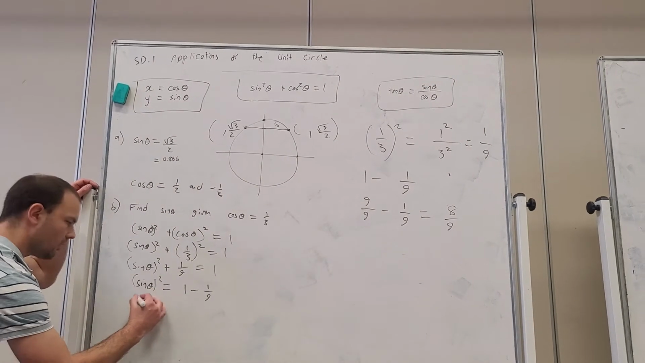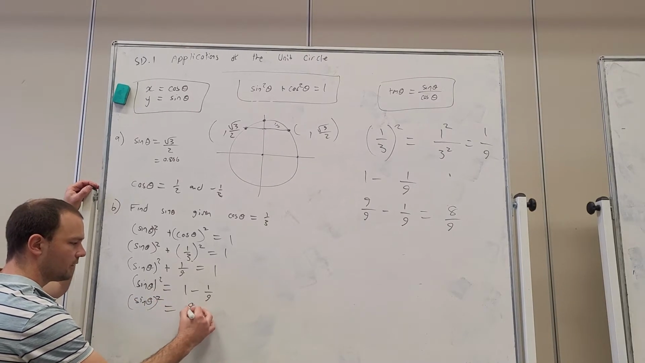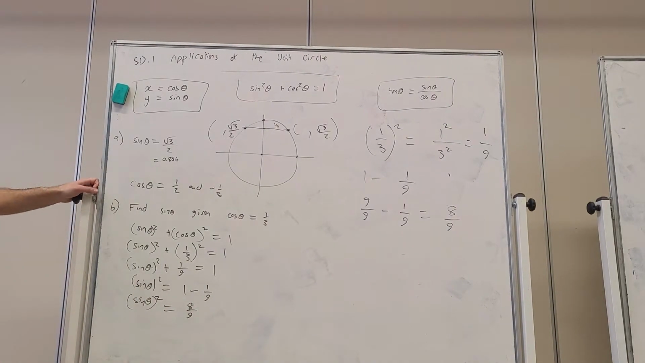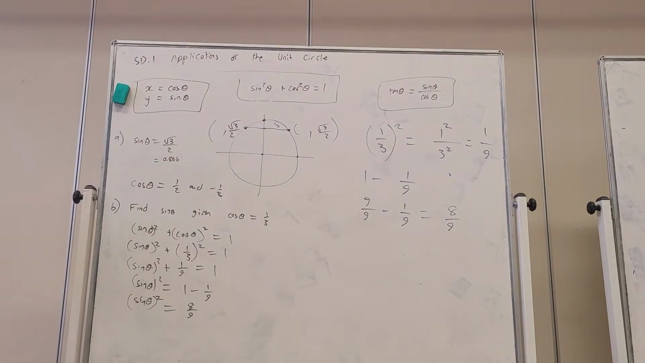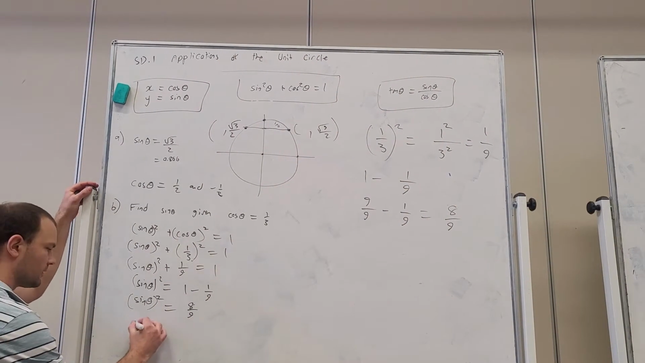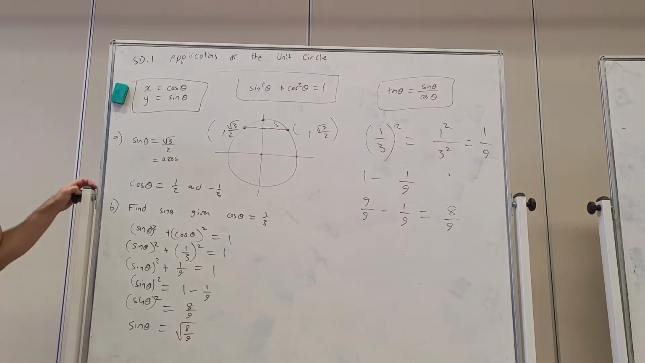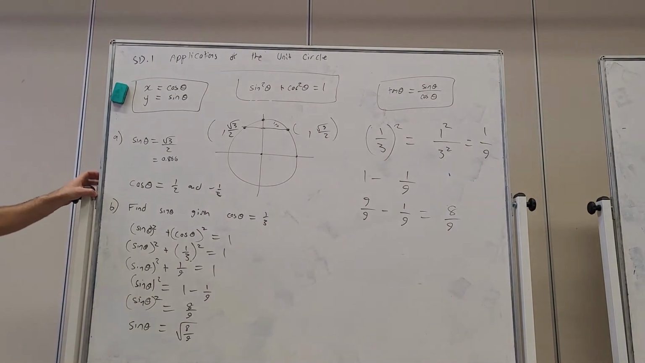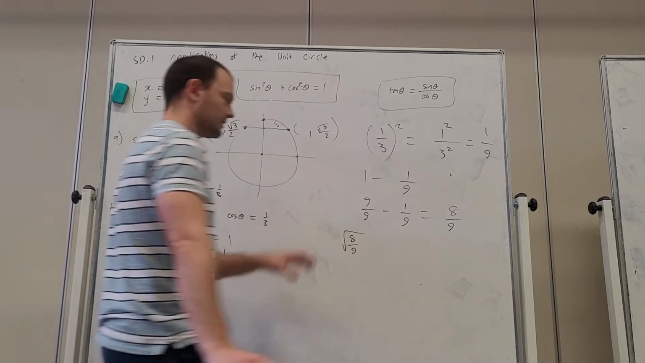So then we've got sine theta squared is 8 on 9. Okay? Now we know if we want to get sine by itself, we just need to get rid of the squared. We're going to square root both sides. So that's going to be the square root of 8 on 9. Okay. Now we can leave our answer like that, but our textbook might present it a little bit differently.